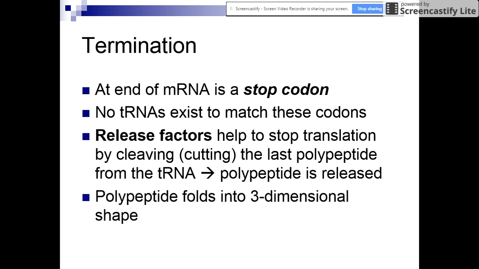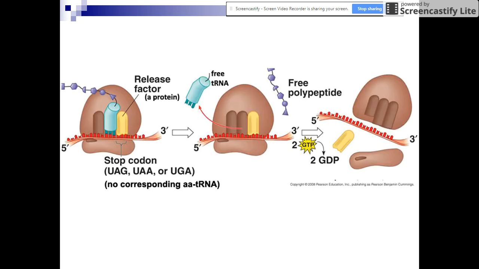And the polypeptide can now form its 3-dimensional shape, undergoing secondary and tertiary folding. And the ribosomal subunits separate, and everything is dismantled. So you can see that happening here. It has reached the stop codon. There's the tRNA, the last one that has a really long polypeptide chain. So instead of a tRNA coming in, a protein does, called a release factor protein. And with the addition of some energy, everything dissociates and the polypeptide is freed from the tRNA, and it can now undergo its folding to become a functional protein.